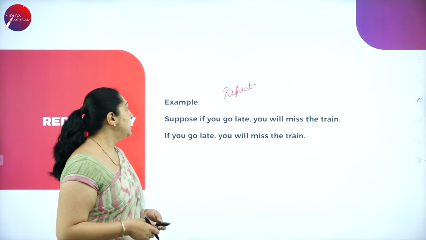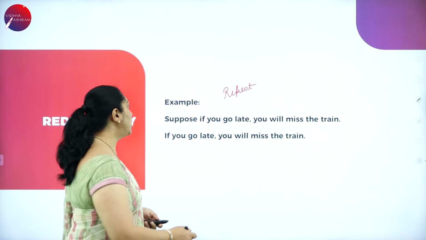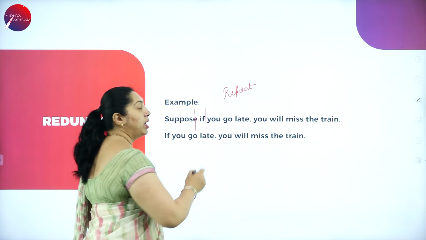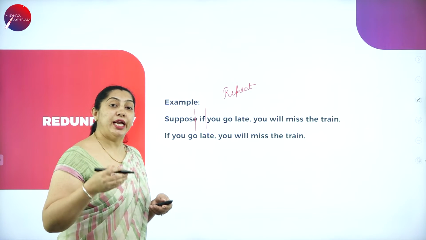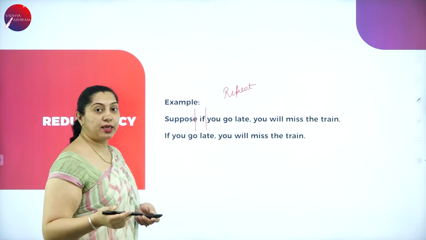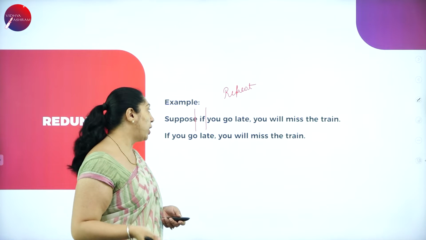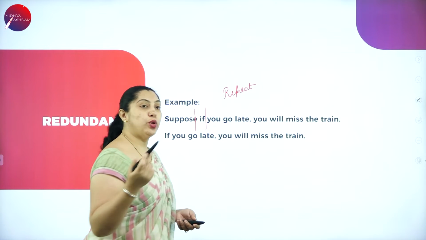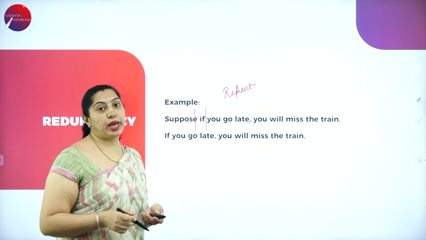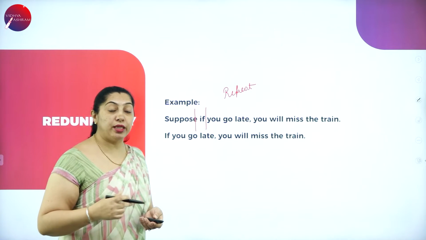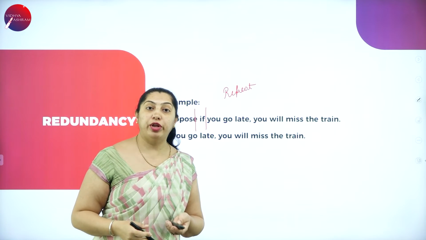For example, "suppose if you go late, you will miss the bus." So there are two things here, "suppose" and "if". The meaning is the same, but it is repeated twice in the sentence. The answer might be: if you go late, you will miss the train. Or else, suppose you go late, you will miss the train. You can use either of these, but not together. Very rarely you can use these words together, but not regularly.